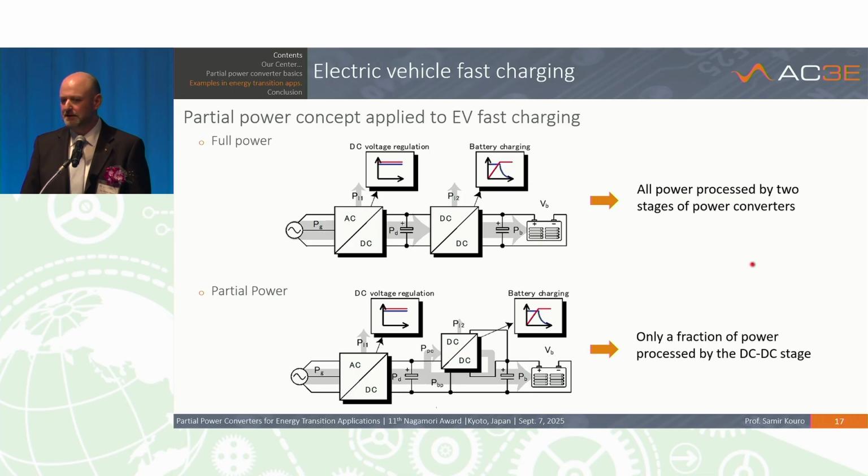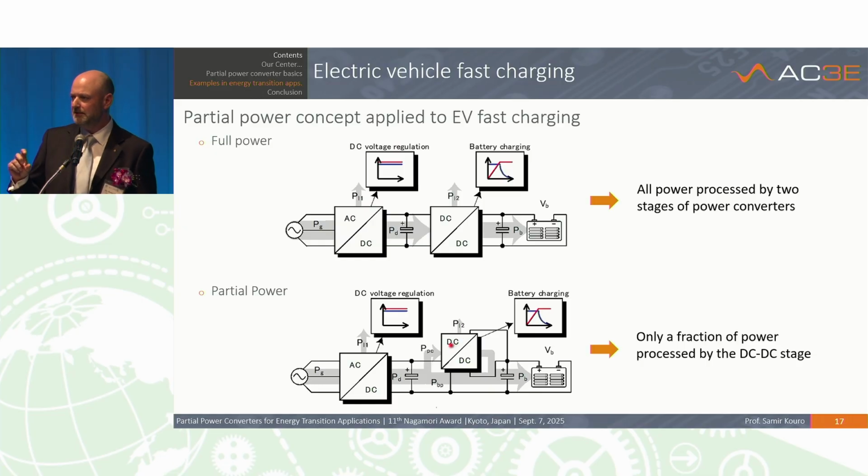And the final example I bring to you is EV charging, electric vehicle charging stations. So electric vehicle charging stations usually connect to the grid through a rectifier and a DC-DC stage to regulate the current going to the battery. Again, here we replace this with the partial power technology, only processing a fraction of this.